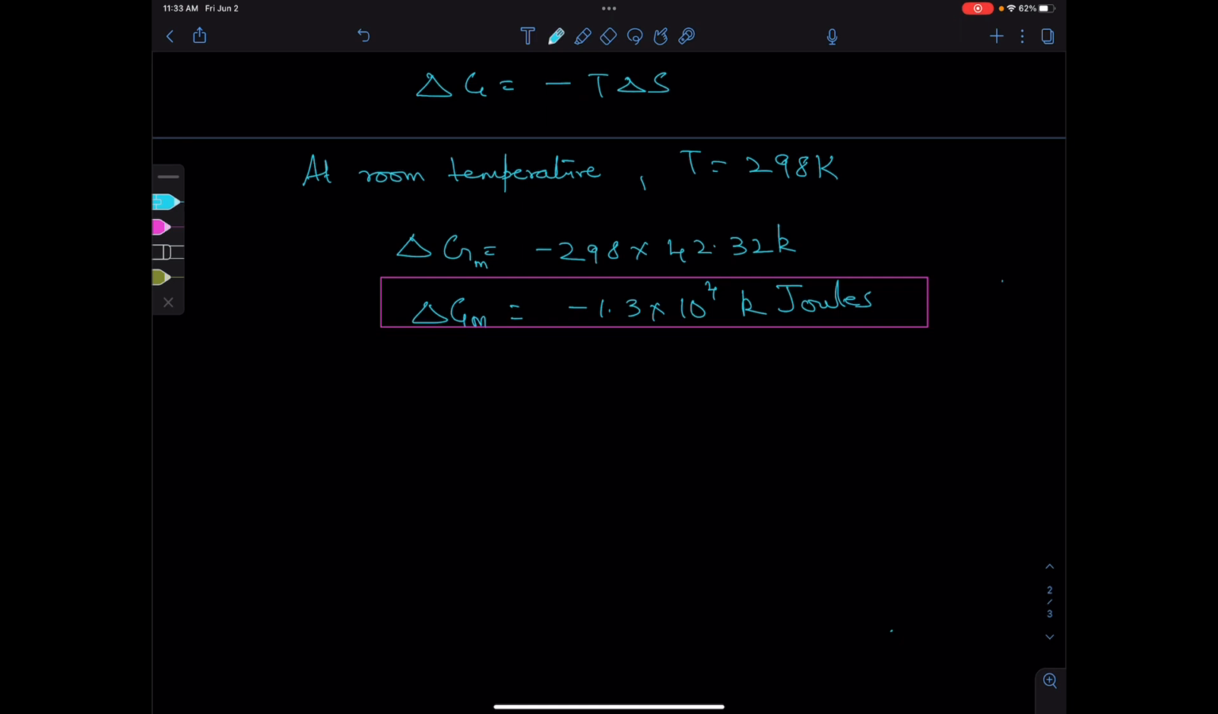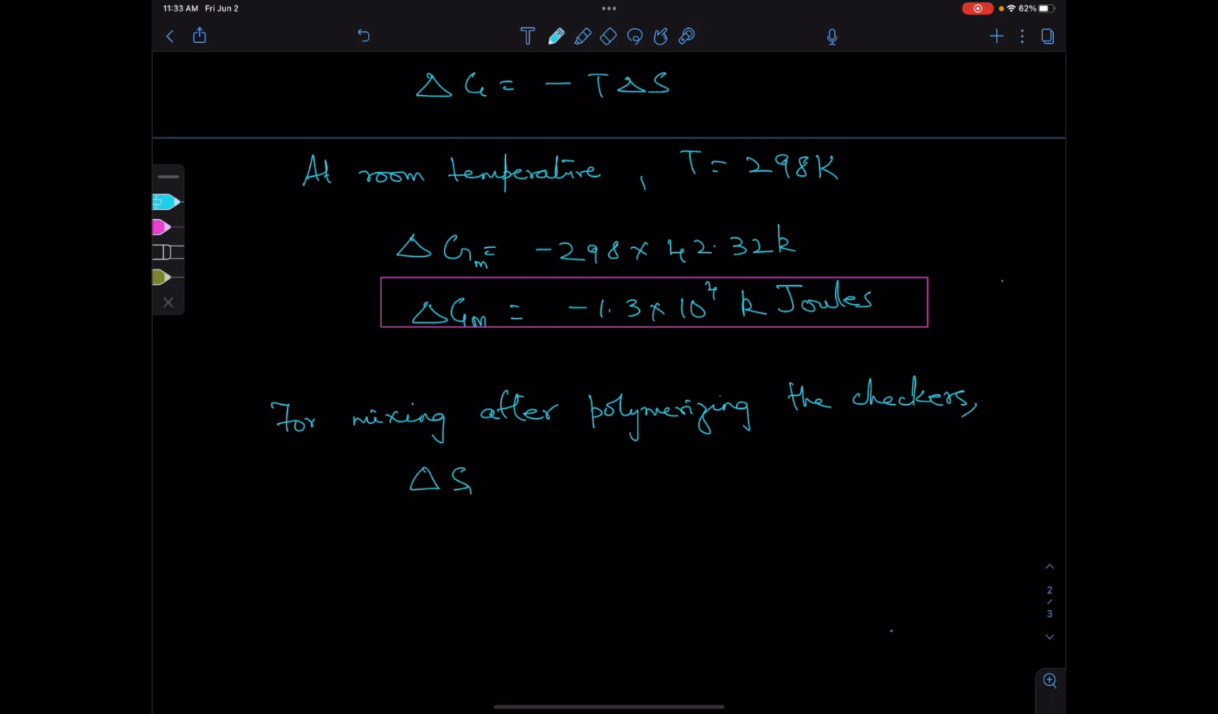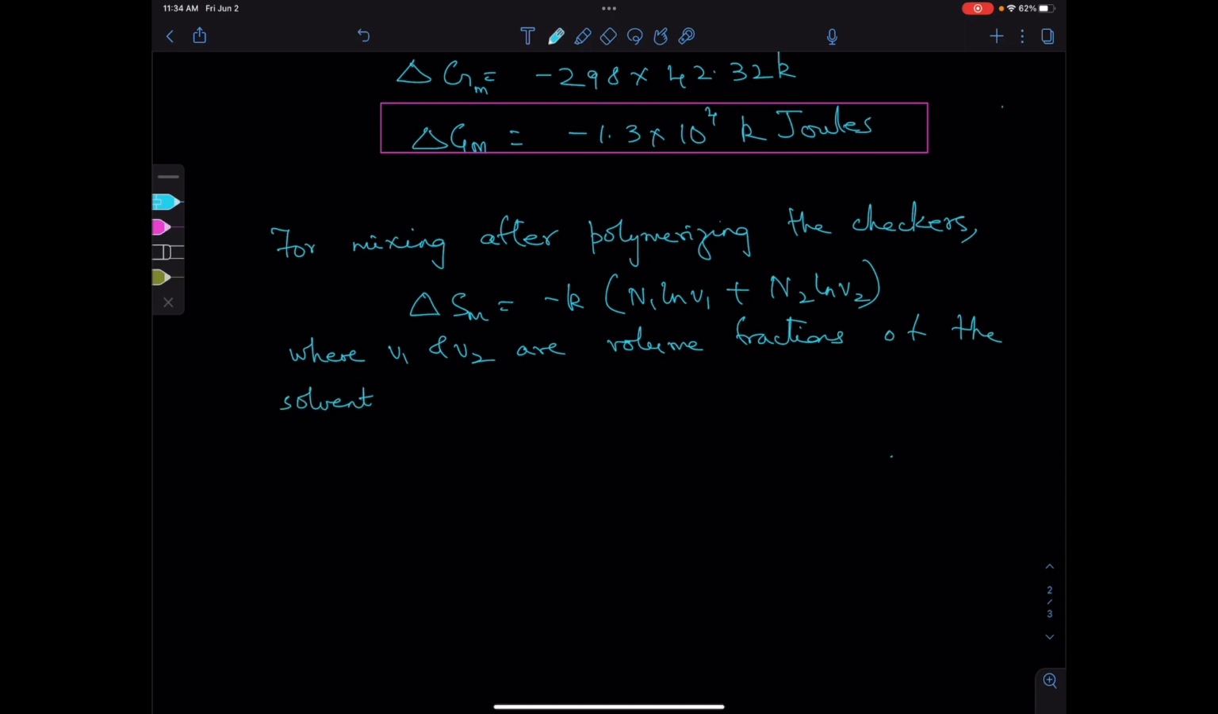Now part 2. After polymerizing the checkers, for mixing, delta Sm equals negative k times (N1 ln V1 plus N2 ln V2), where V1 and V2 are volume fractions of the solvent, which is the checker squares, and solute, which is the checker polymers.